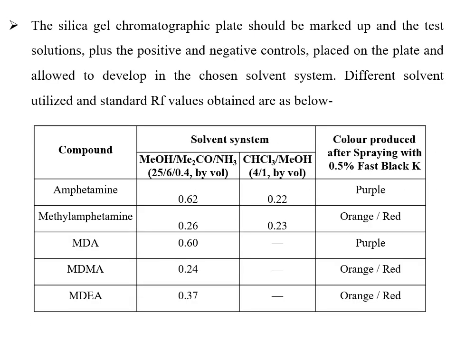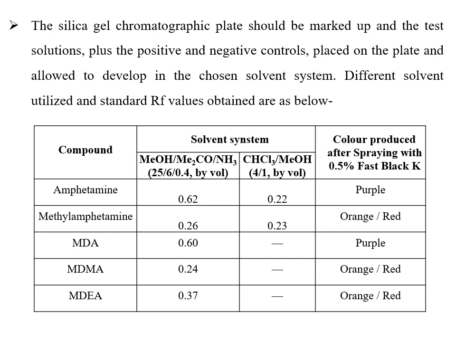The silica gel chromatographic plate will be marked and the test solution, the positive and the negative control are spotted on the plate and allowed to develop in a suitable solvent system. Two types of solvent systems are generally utilized in the identification of amphetamine by TLC. The first solvent system is a mixture of methanol, acetone and ammonia, and the second solvent system is a mixture of chloroform and methanol.